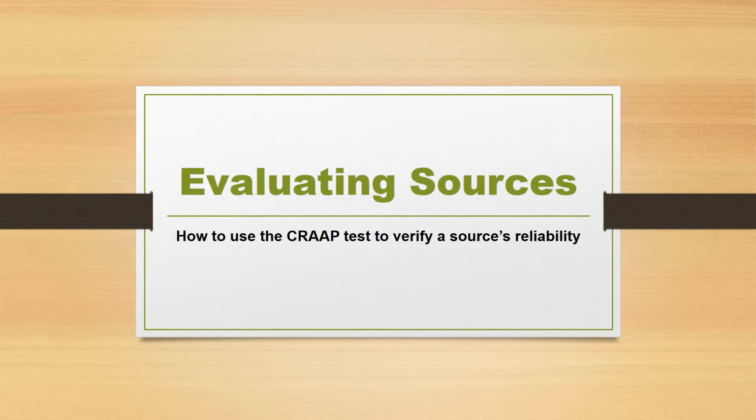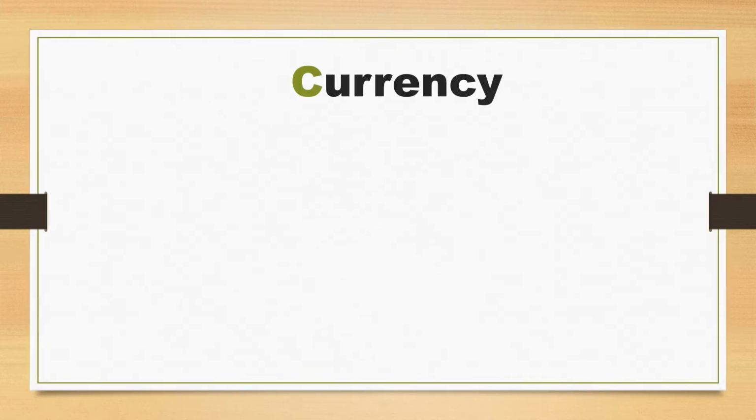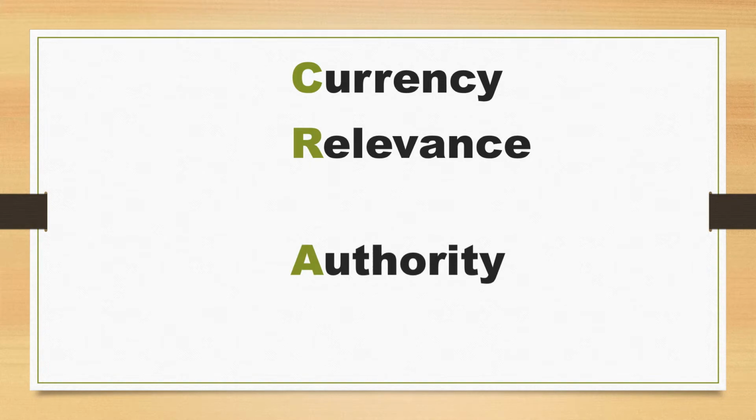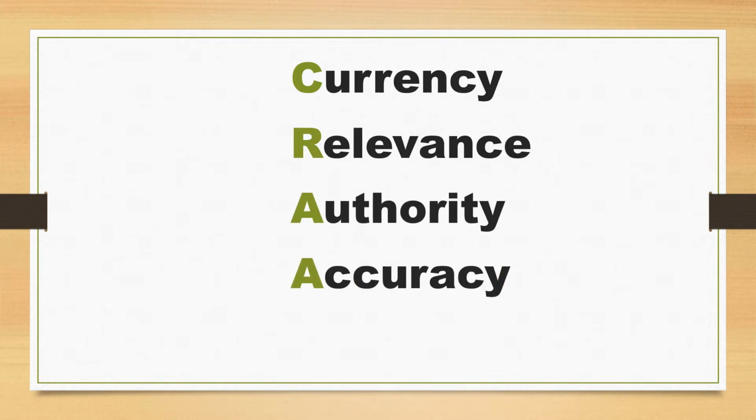In this video, I'm going to walk you through how to use the CRAAP test to verify a source's reliability. CRAAP stands for currency, relevance, authority, accuracy, and purpose. And by evaluating each of these five things when you're looking for source material to include in a paper, you can get a pretty good sense of whether or not the source is appropriate for your research paper.